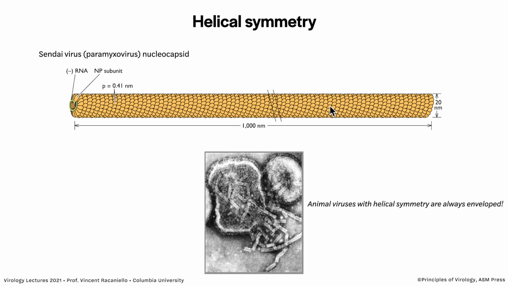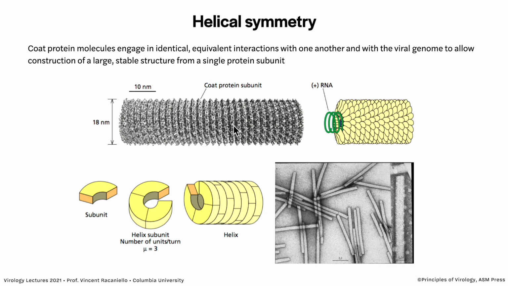And for some reason, in animal viruses that have helical symmetry, they're always enveloped. So we always call them a nucleocapsid because they're a substructure within an envelope. So again, nucleocapsid. A nucleocapsid is what we call this kind of a structure when it's a substructure. So here in measles virus, it's a nucleocapsid because it's within an envelope. Here, it's a capsid because in tobacco mosaic virus, it is naked. It's not a substructure.